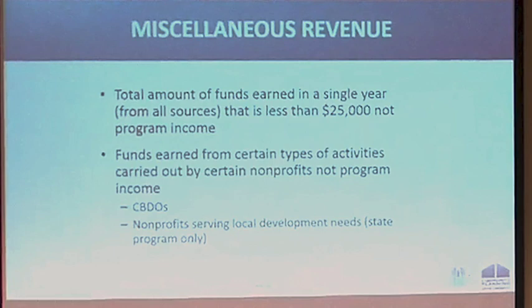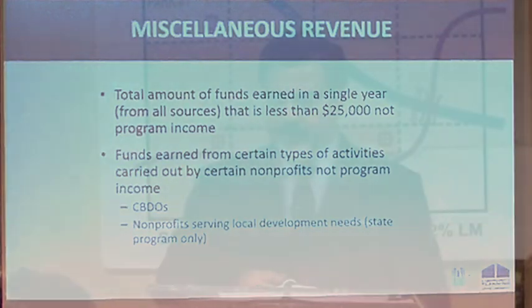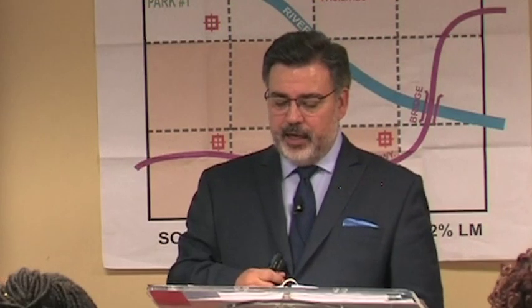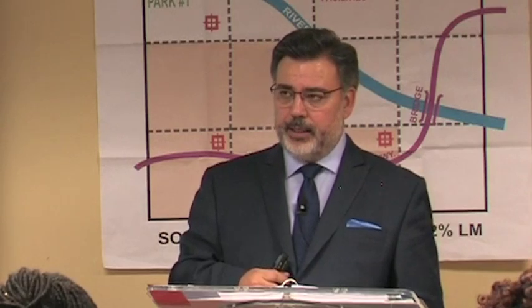Miscellaneous revenue. Okay, this is the one that gets everybody excited. So it says on the slide, miscellaneous revenue is a total amount of funds earned in a single year from all sources, including revolving loans, that is less than $25,000 that is not program income.